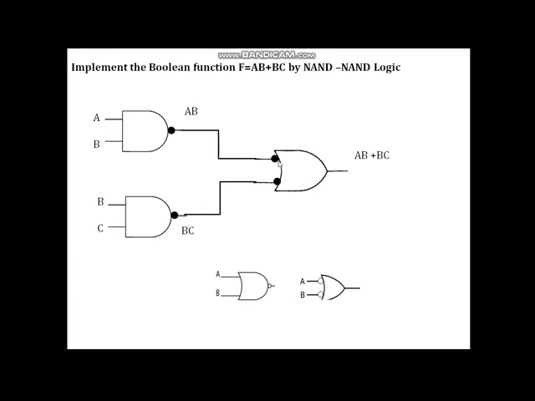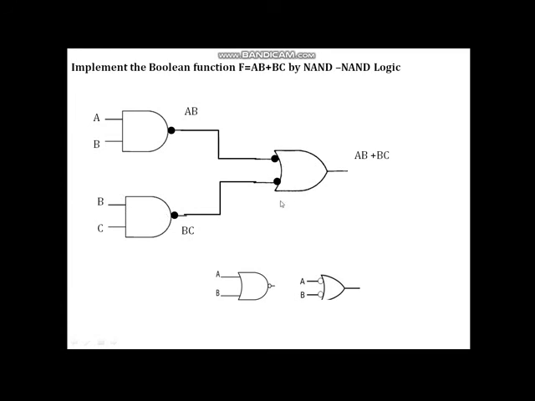Bubble represents an inverting operation. There are two bubbles on the same line. By the involution property, A double bar is equal to A. So nothing will happen to that A. You get the original value. Here also we are putting two bubbles on the same line, so it will not change anything in this circuit. Now you get a NAND gate here. That is, your AND gate is converted into a NAND gate.